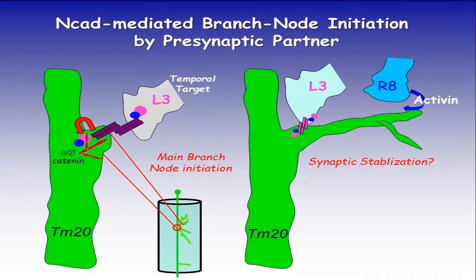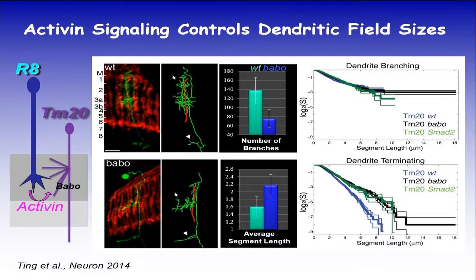But during development, the TM20 dendrite will further receive a signal from another presynaptic partner that secretes a morphogen called activin. Okay, and this actually carries out a very different function from N-cadherin. So removing activin from the R8 photoreceptors, or removing the activin receptor Babo or the downstream transcription factor Smad2, all have very similar phenotypes. Namely, the TM20 neuron now extends further, becomes bigger, and invades neighboring columns here.